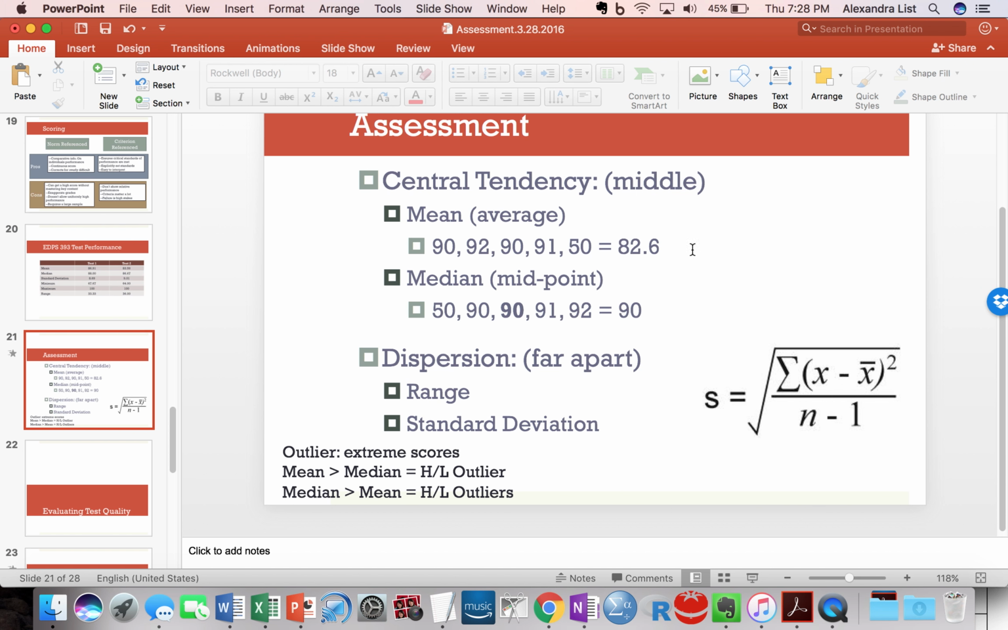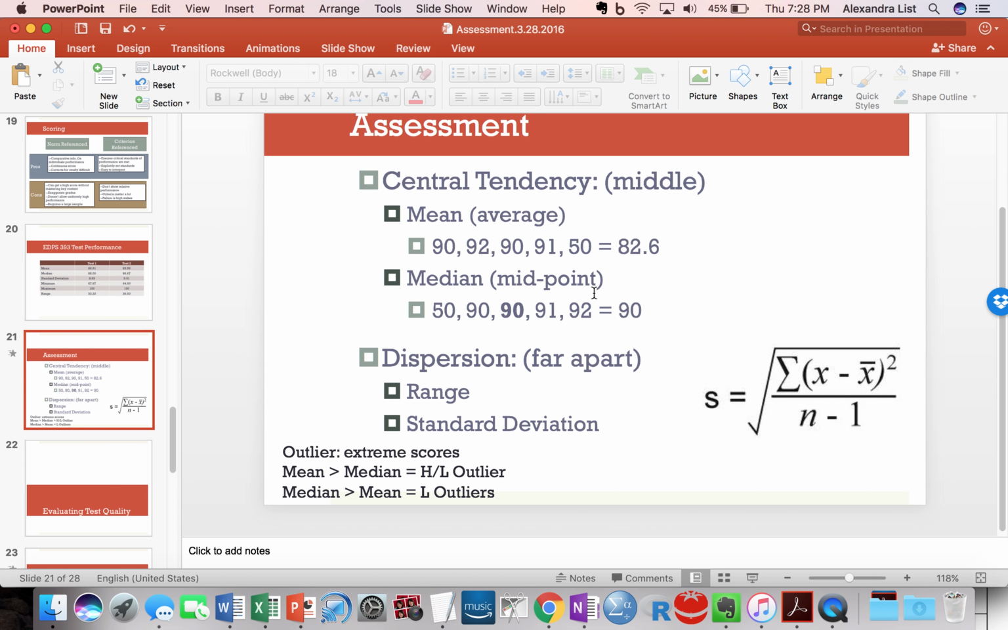And so you can probably tell from this example that if the outlier is lower than the other scores, in which case 50 is, the mean is going to be lower than the median. So the mean here is lower than the median, which means that there are disproportionately low outliers.